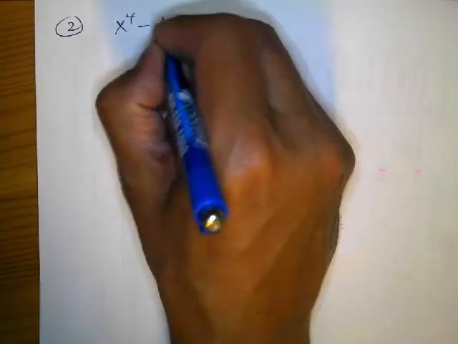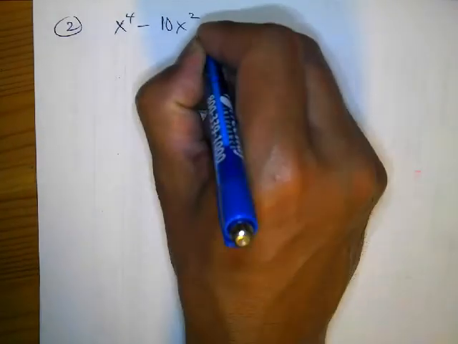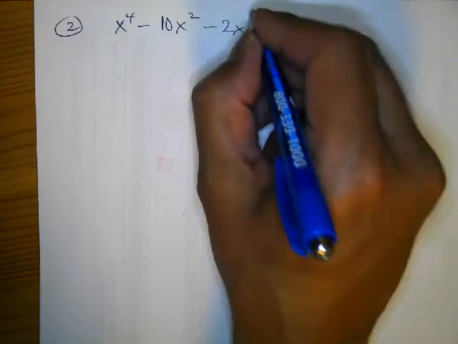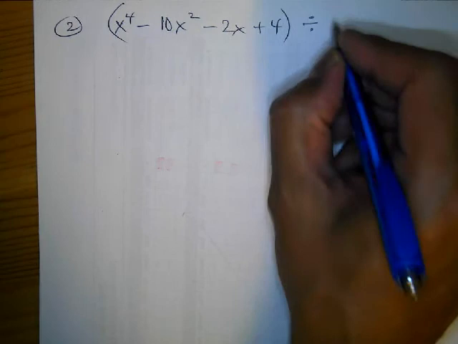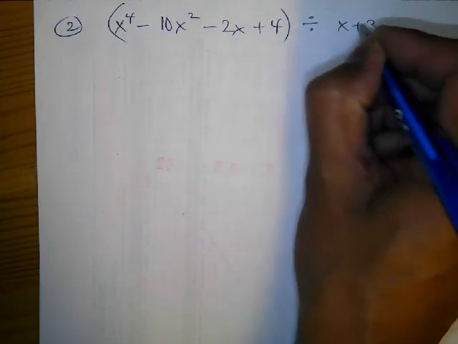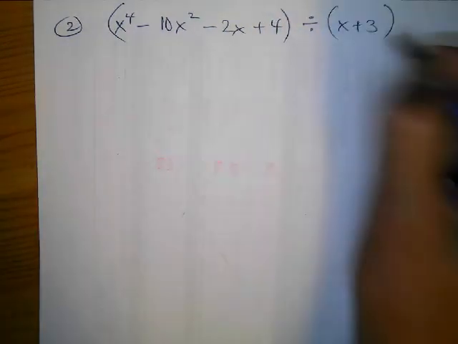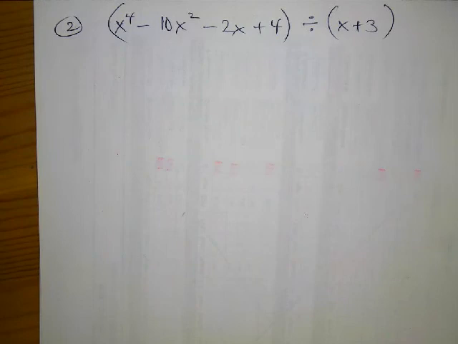Let's go with x to the 4th minus 10x squared minus 2x plus 4, divided by what? Oh, x plus 3 again? No, let's try that again. Let's see if this works better.